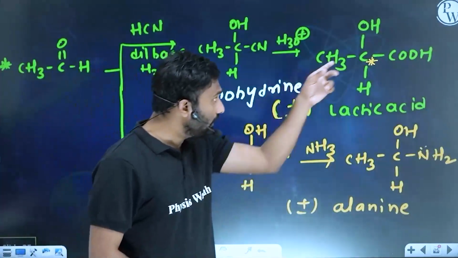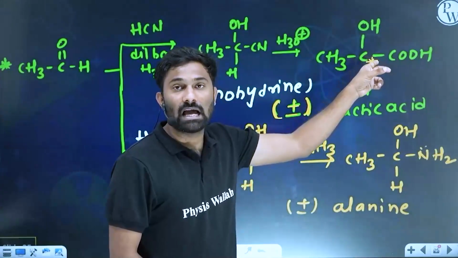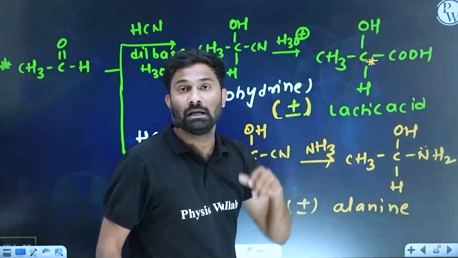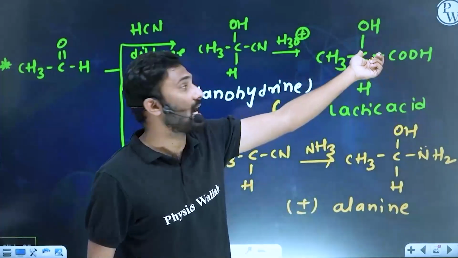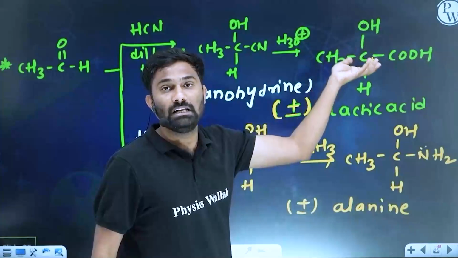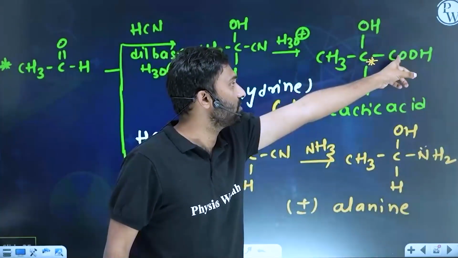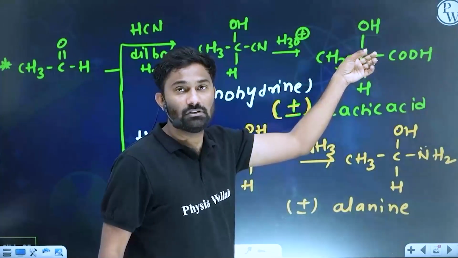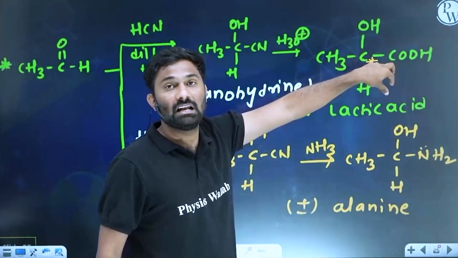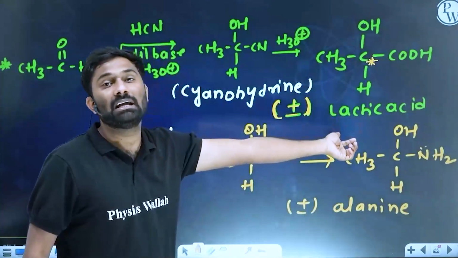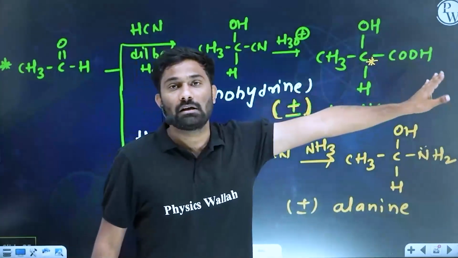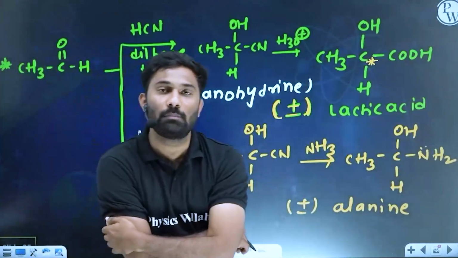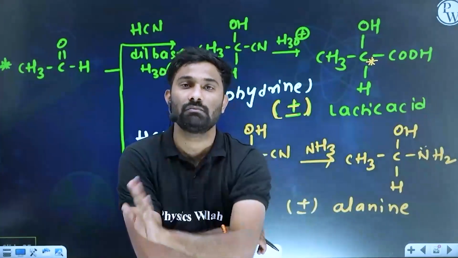Look here, this carbon is a chiral carbon. What does that mean? The groups attached to the carbon should be different, right? Look here, this is CH3, this is OH, this is carboxylic acid and this is H, all the 4 groups attached to the carbon are different. That is why this is a chiral carbon. So lactic acid is an optically active compound. Most of the chiral carbons are optically active, not all the chiral carbons, most of them.